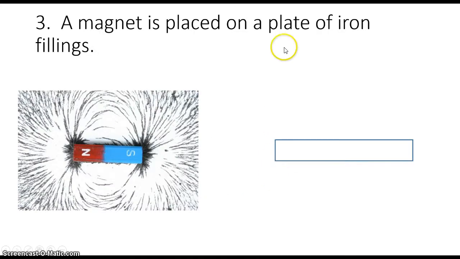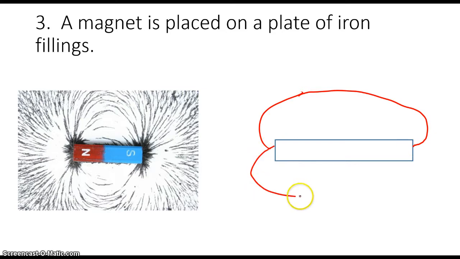Now a magnet is placed on a plate of iron filings. As you can see in the picture here, iron filings are basically iron powder, and they follow a certain shape. This is how the iron filings look, and perhaps if you want to draw them in your worksheet, you can do so. The iron filings simply have a shape like that. You can see that this diagram has the same shape as the iron filings.